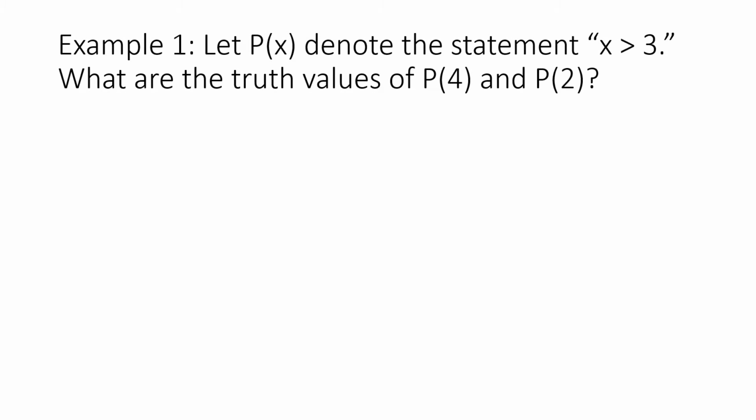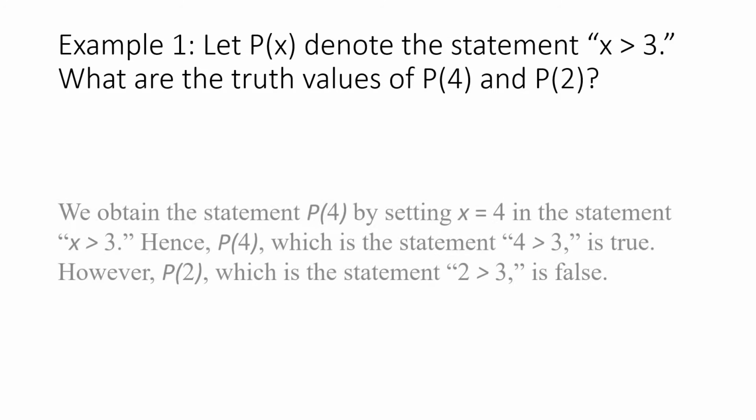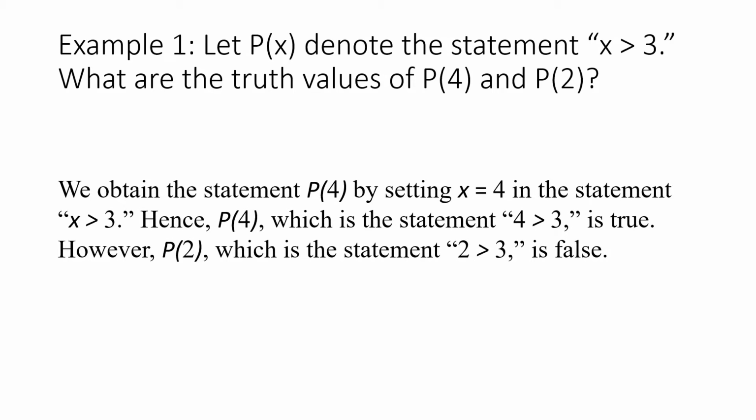For example, let P(x) denote the statement x is greater than 3. What are the truth values of P(4) and P(2)? In this case, we now have values for our x. For the solution, we obtain the statement P(4) by setting x equals 4 in the statement x greater than 3. Hence, P(4), which is the statement 4 greater than 3, is true. However, P(2), which is the statement 2 greater than 3, is false.